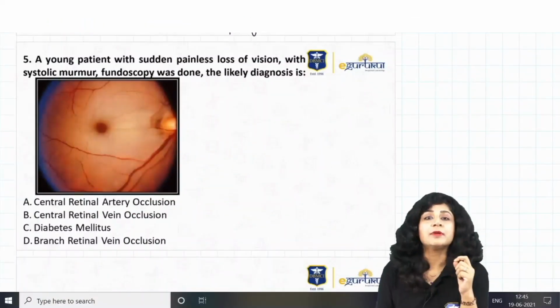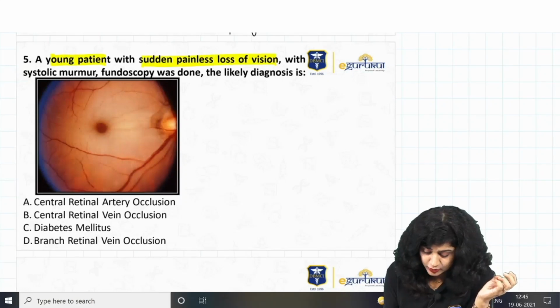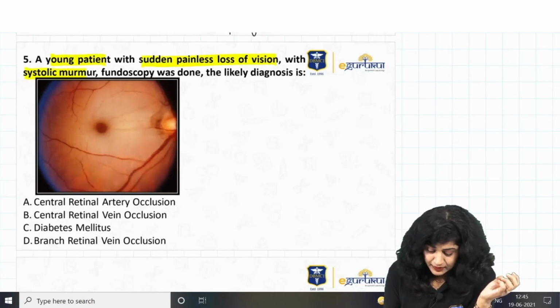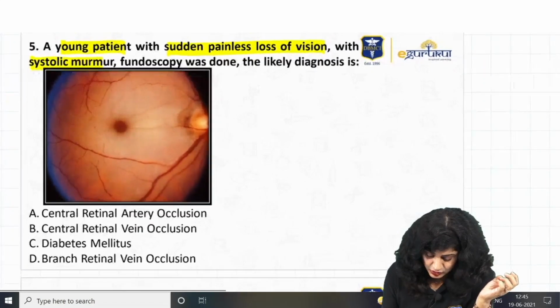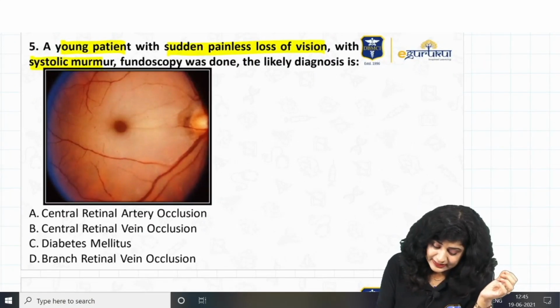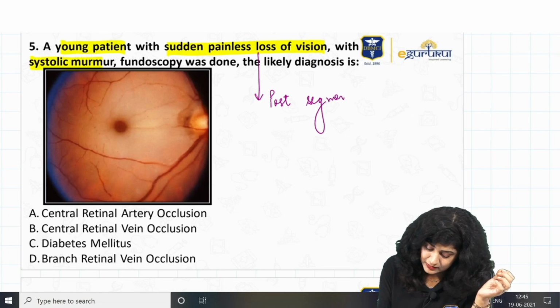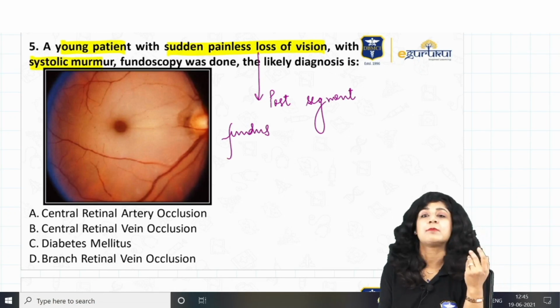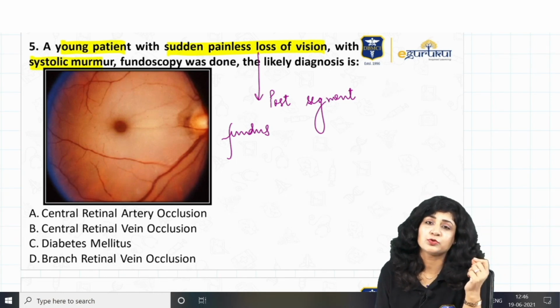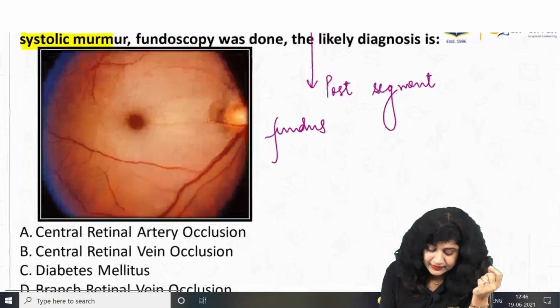Okay. Now coming to question number 5, there is a young patient with a sudden painless loss of vision with a systolic murmur, and the fundus examination has also been shown. Now, as I always say, sudden painless loss of vision, always think about the posterior segment, and one more thing that they have given is the fundus. So, obviously, the fundus finding will be present in cases of the posterior segment. We have a systolic murmur also, and look at the typical fundus.